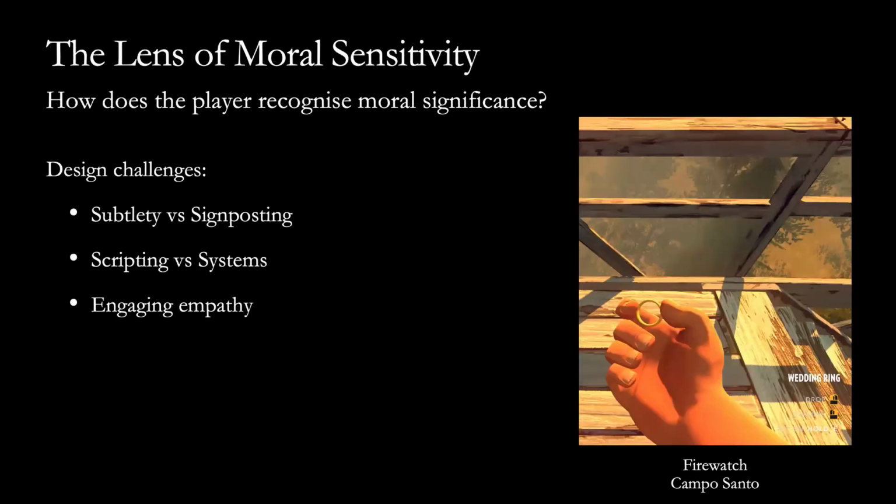So finally, I want to talk about moral sensitivity. Moral sensitivity is the question of how the player actually recognizes moral significance in the world. So when there is a moral choice to be made, how is the player able to read that?